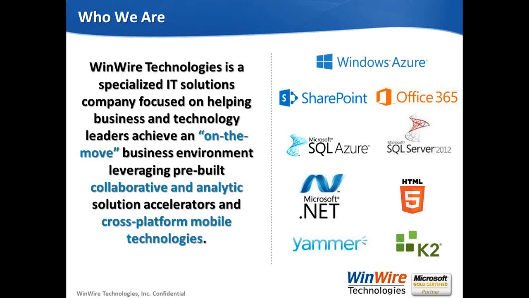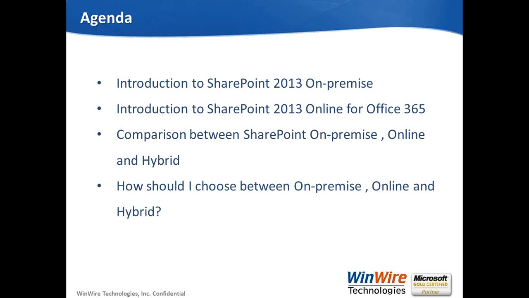Moving on to the agenda, one of the key decisions of any decision maker will be to choose the right environment for the SharePoint-driven enterprise applications. So the key question that anybody would ask is, how do I choose, or what do I choose? The session will cover the following agenda: an introduction to SharePoint 2013 on-premise, an introduction to SharePoint 2013 online for Office 365, and an introduction to the hybrid version. Then we will look at the comparison parameters, which will help us compare between SharePoint on-premise, online, and hybrid. Finally, we will look at an approach which will help us choose between on-premise, online, and hybrid.